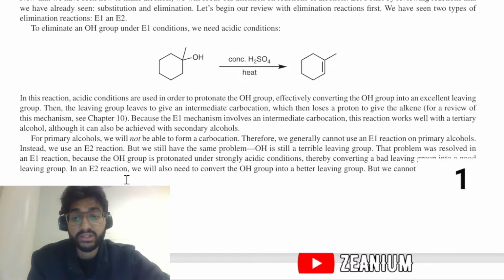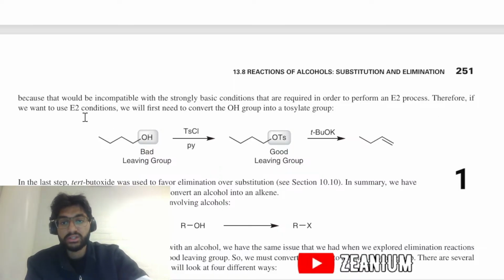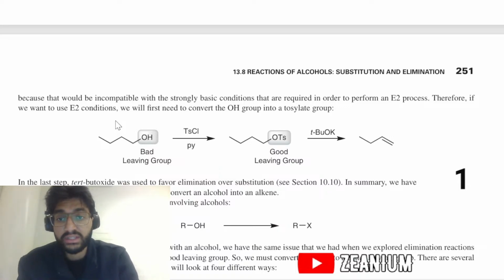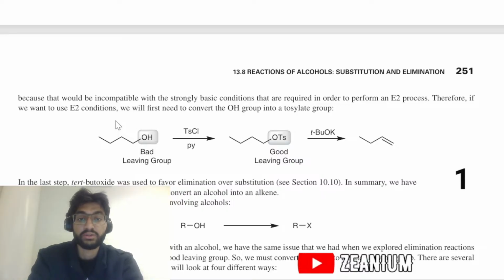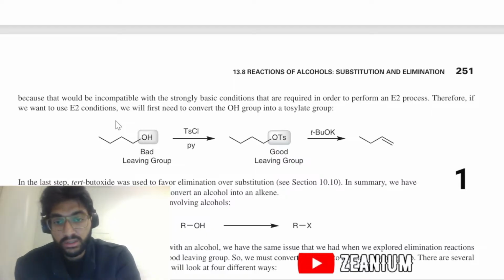In the E2 reaction, we will also need to convert the OH group into a better leaving group, but we cannot use a strong acid because that will be incompatible with the strongly basic conditions that are required in order to perform an E2 process. Therefore, if we want to use E2 conditions, we will first need to convert the OH group into a tosylate group. Okay, so they use tosylate.